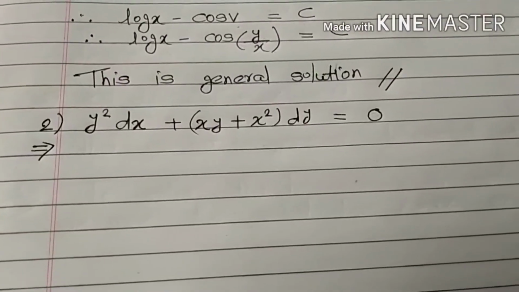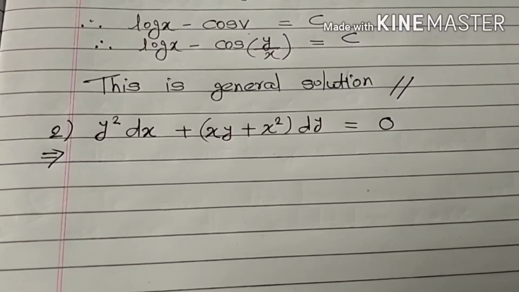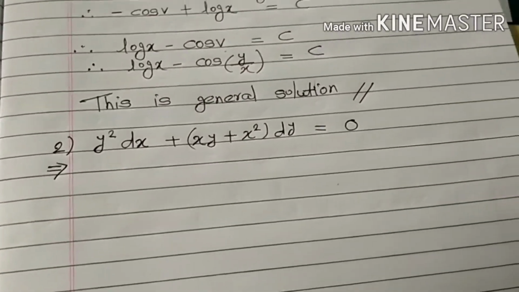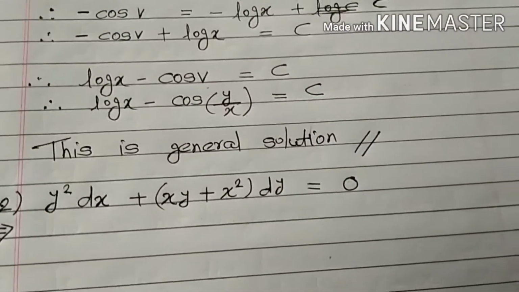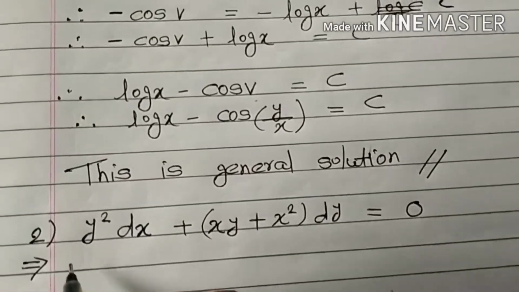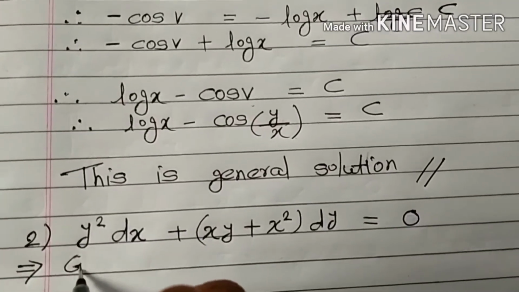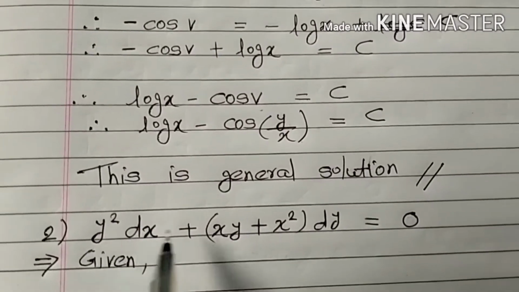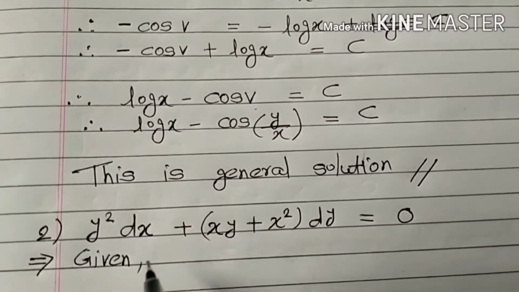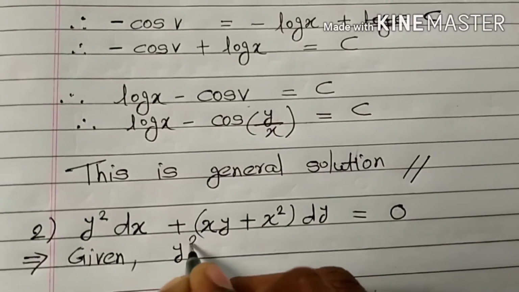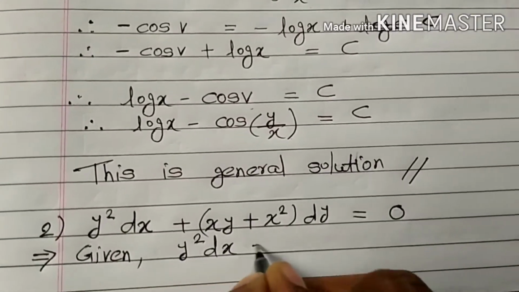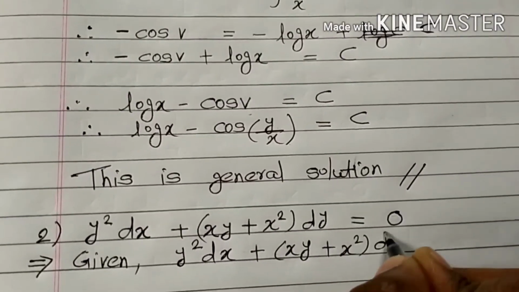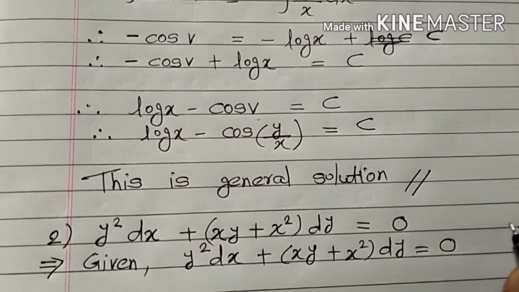Now next example, y square dx plus xy plus x square dy, which is equal to 0. Okay. So let us start to solve. First write what is given. You can observe that the degree of each equation is same. So given y square dx plus xy plus x square dy, which is equal to 0.